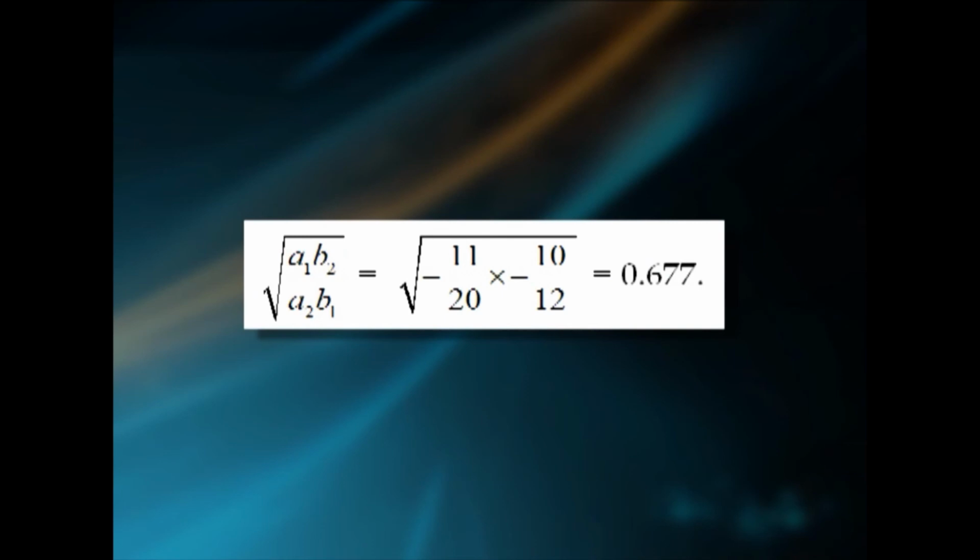Then square root of a1 b2 divided by a2 b1, that is equal to square root of minus 11 by 20 into minus 10 by 12, that is 0.677. Since the regression coefficients are negative, the correlation coefficient is minus 0.677.